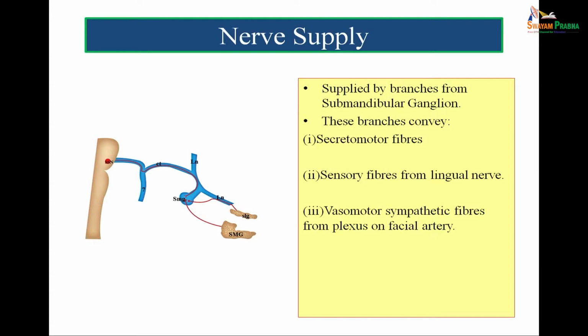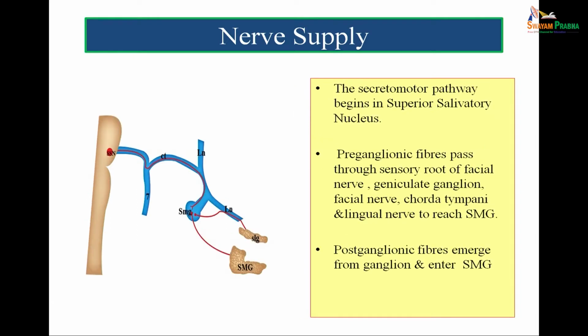Sensory fibers are derived from the lingual nerve, while the sympathetic fibers are derived from the plexus around the facial artery. Now, once again, I am going into the detail of the secretomotor nerve supply. The preganglionic fibers pass through the superior salivatory nucleus, sensory root of facial nerve, geniculate ganglion, facial nerve, chorda tympani, and lingual nerve to reach the submandibular ganglion. These fibers relay in the ganglion, and postganglionic fibers emerge from the ganglion to enter the submandibular salivary gland.